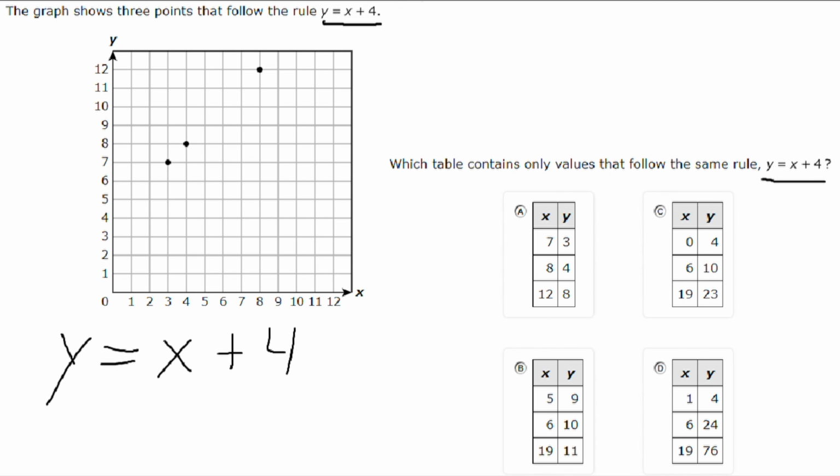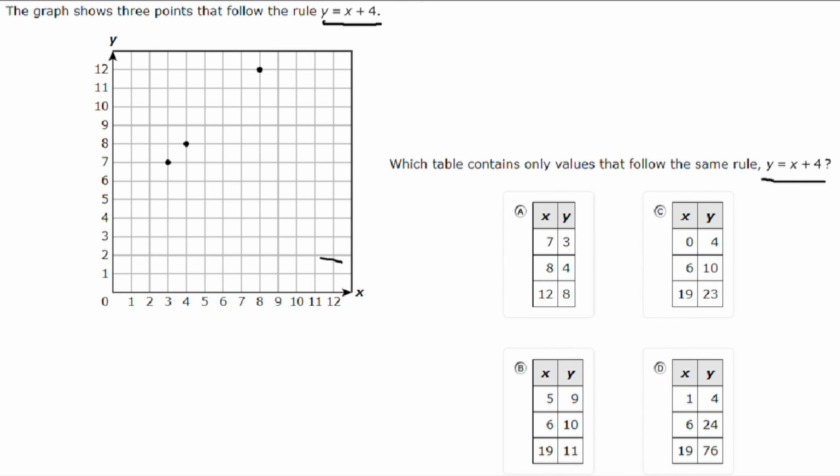If x is 10, then y is going to equal what? Y is going to equal 14. So whatever we get for x, all we're doing is adding 4 to it. That's all we're doing here. And so let's go to our graph.